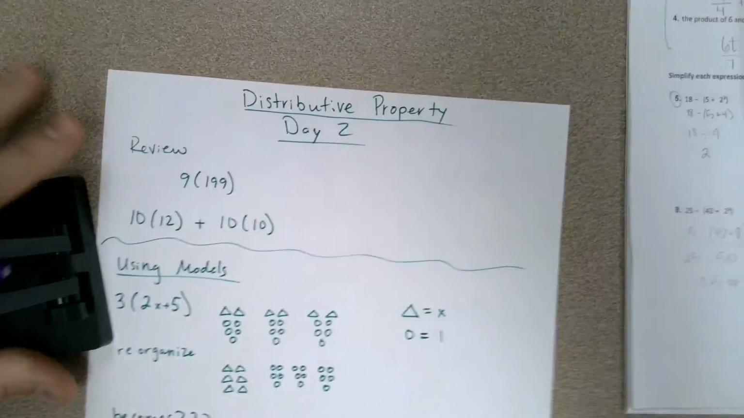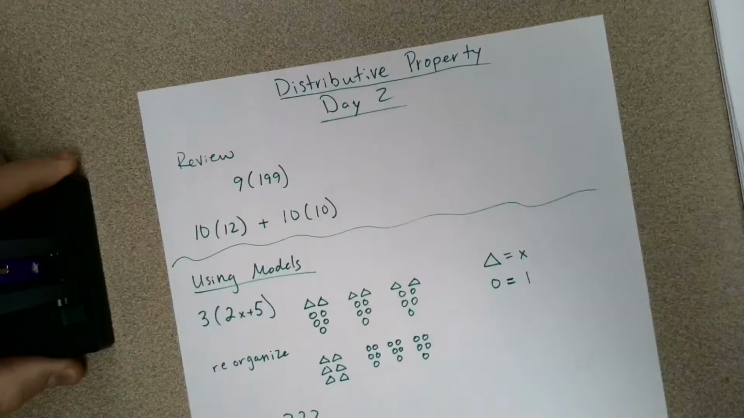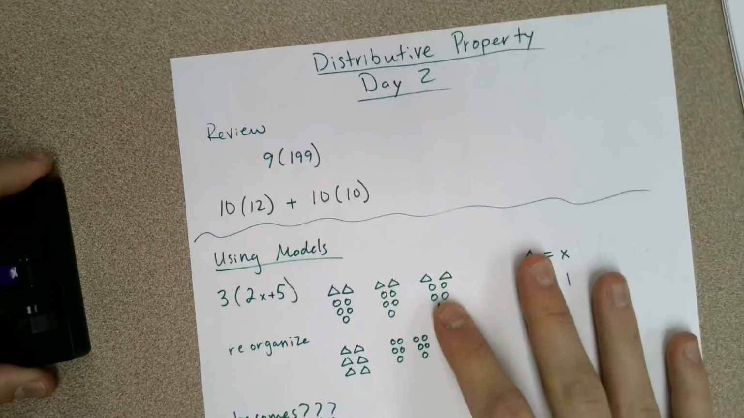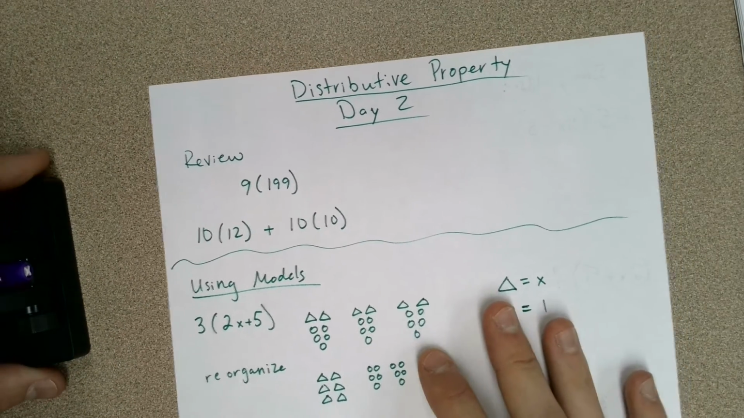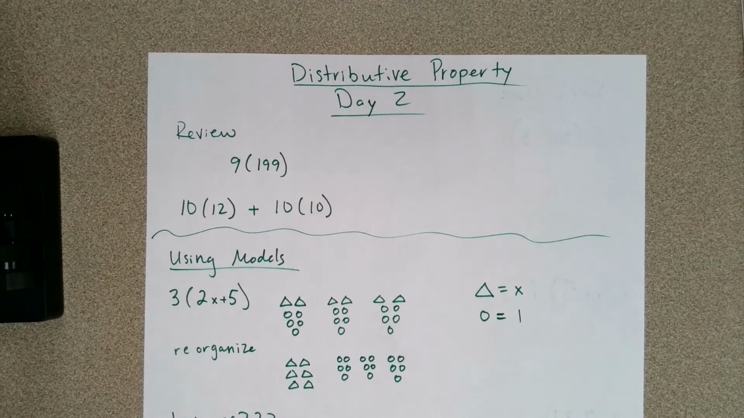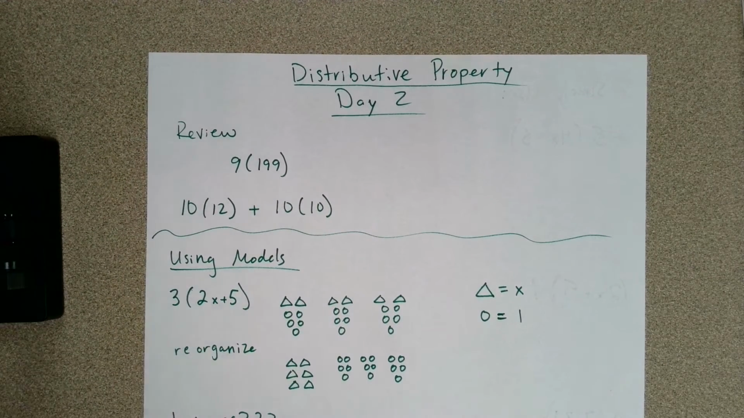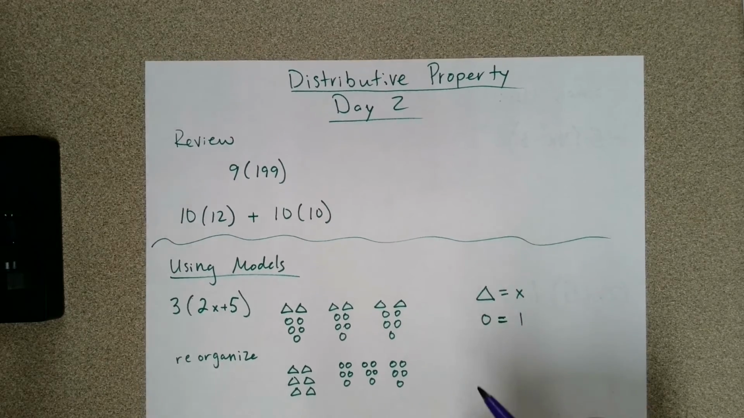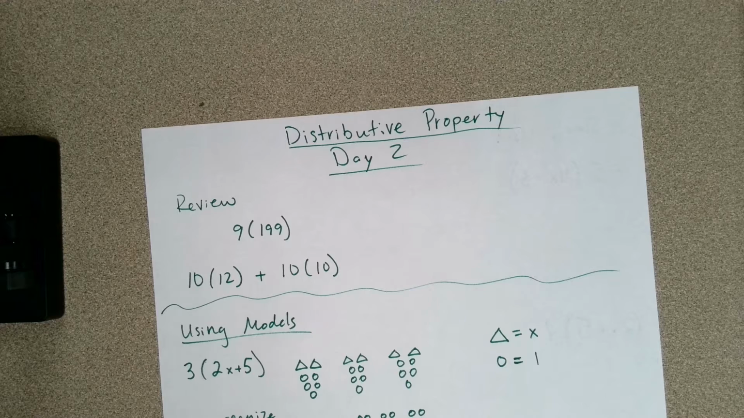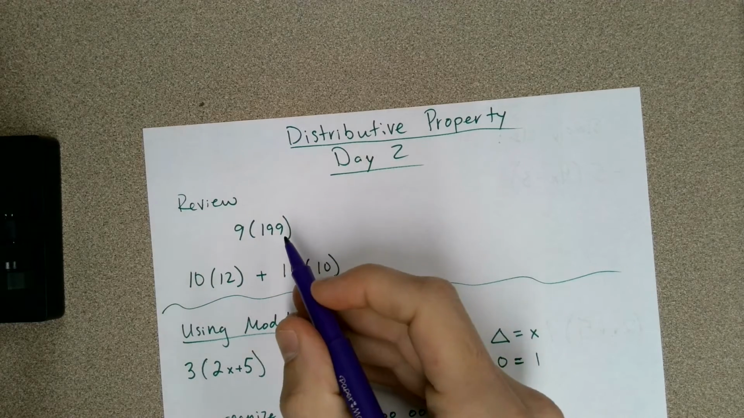There we go. All right, today we're on to our second day of the distributive property. We did this last Friday. We're going to do a little bit more of it, hopefully clear some things up for today and get you crushing distributive property. So the first thing I want to do is review a little bit from what we did on Friday. The first one, we're looking at 9 times 199. We're going to practice using this mental math.